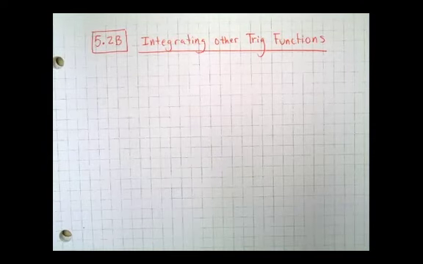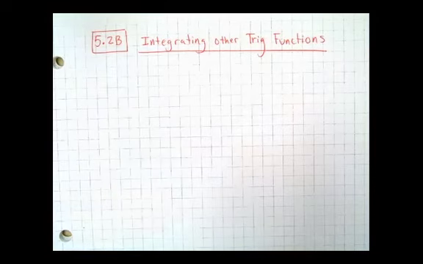Alright guys, we're going to do 5.2b today, which is integrating other trig functions. Basically what it entails is more antiderivatives where you have to use u substitution. Some of them turn out to be natural log problems and some of them don't. You can't really identify it until you try it. So we're going to be looking at some kind of weird integrals today.